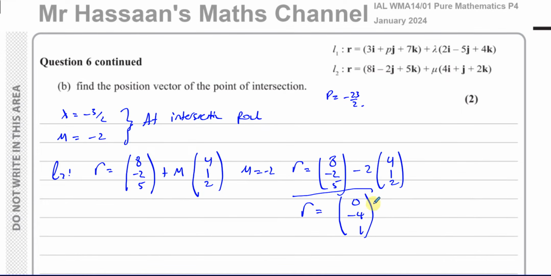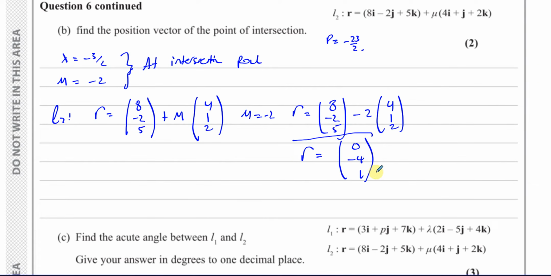It says the position vector of the point they intersect. So this is going to be that point. They want it as a position vector. They don't want it as a coordinate of a point. In fact, what would be better for us to do is to write this in component form, IJK form. So this is going to be 0i minus 4j plus k. That is the point at which they intersect, the position vector of the point at which they intersect.